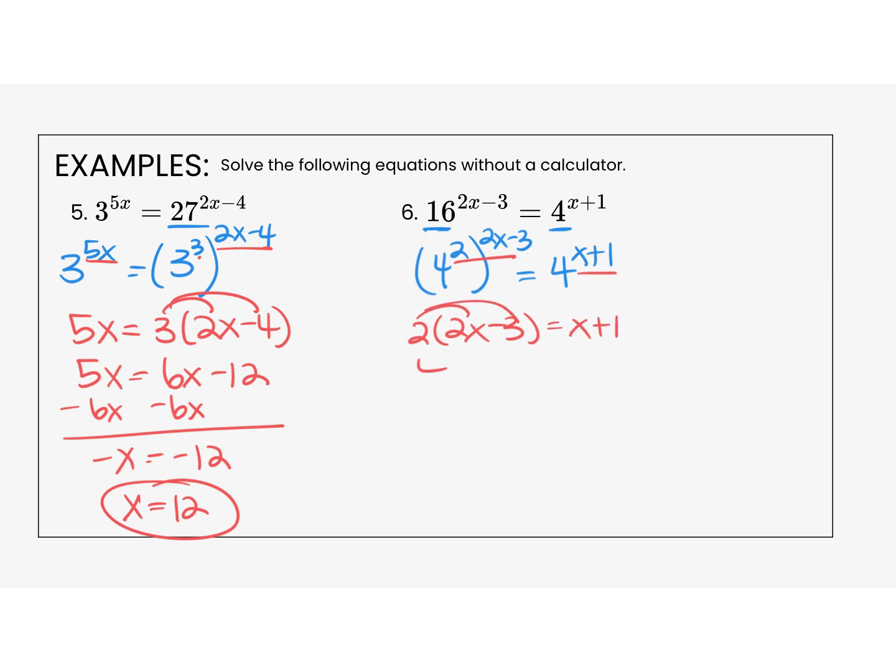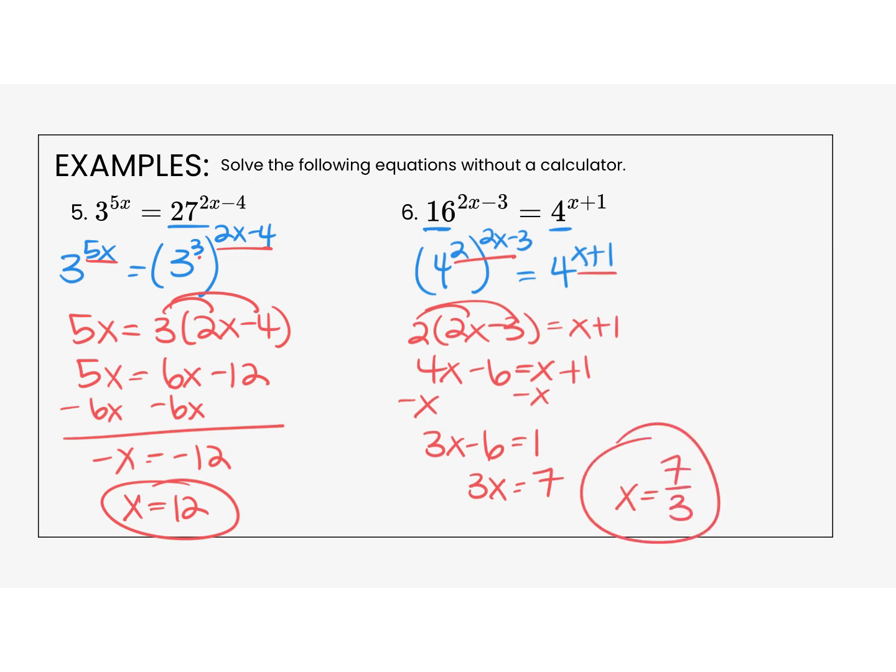Distribute. 4x minus 6 equals x plus 1. I'm going to subtract this x over, so I get 3x minus 6 equals 1. Add the 6. 3x equals 7, so x equals 7 over 3. Again, fractions are okay, and we just leave it like that.